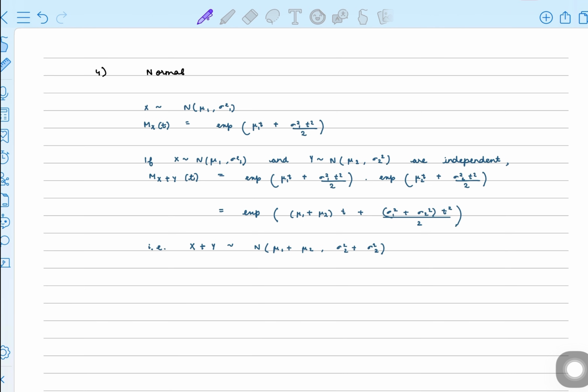At last, we have normal distribution. If x is a random variable which follows the normal distribution with the parameters mu1 and sigma square 1, then the MGF is already known. Now, if we have another random variable y with the parameters mu2 and sigma square 2, then the MGF is the product of both of these. Therefore, x plus y follows the normal distribution with the parameters mu1 plus mu2, comma, sigma square 1 plus sigma square 2.